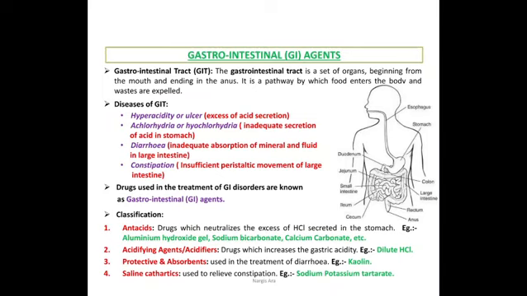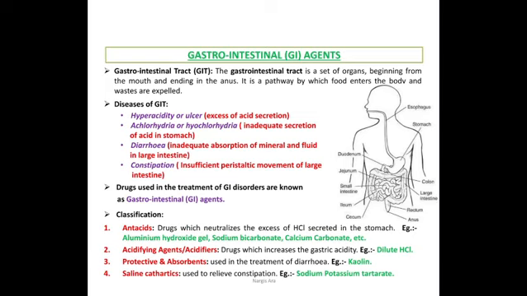What are the diseases of the GIT? Hyperacidity or ulcer: excess of acid secretion. Hypochlorhydria: inadequate secretion of acid in the stomach. Diarrhea: inadequate absorption of minerals and fluid in the large intestine. Constipation: insufficient peristaltic movement of the large intestine. Drugs used in the treatment of GI disorders are known as gastrointestinal agents.